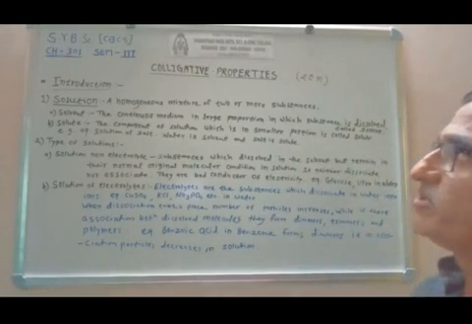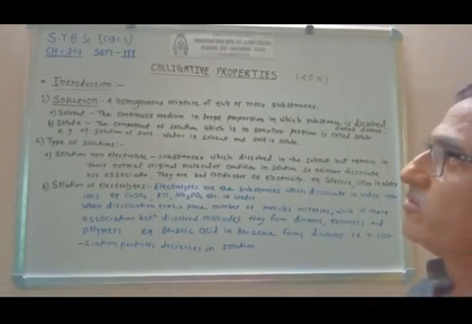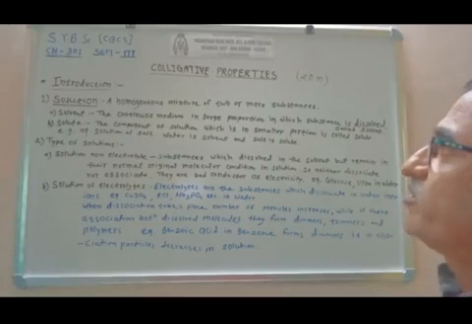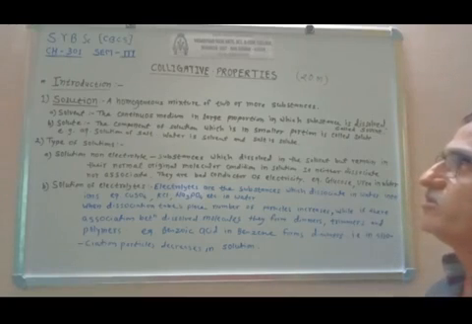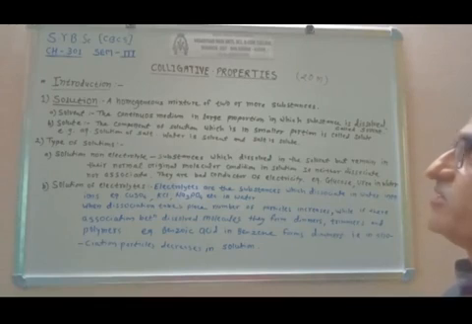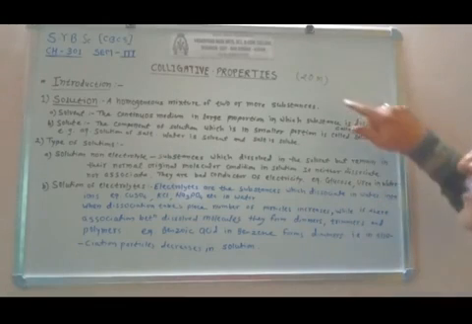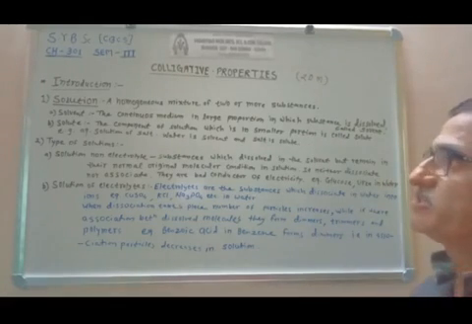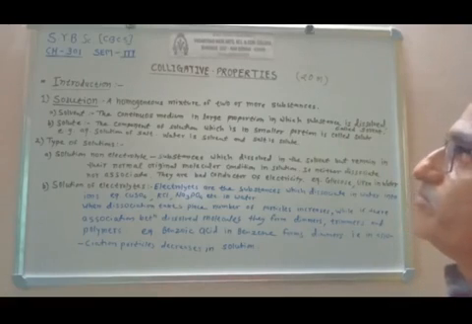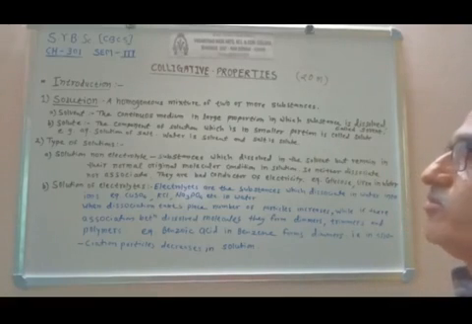So we must know what is the colligative property. This is the unit for second year students. It is for 20 marks in the examination. So we first know what is colligative property.